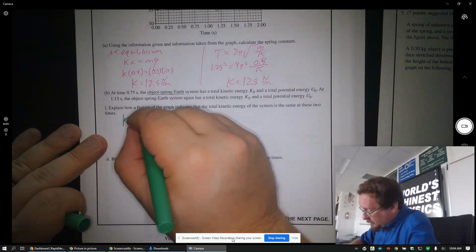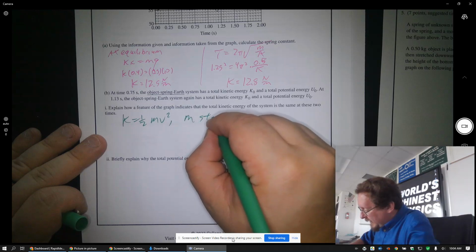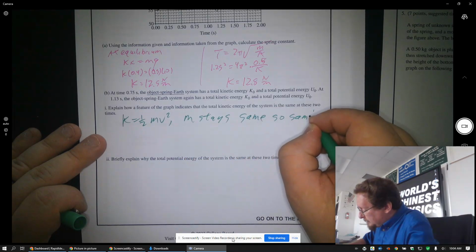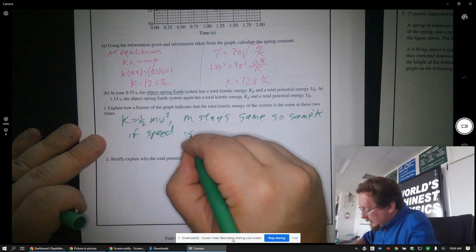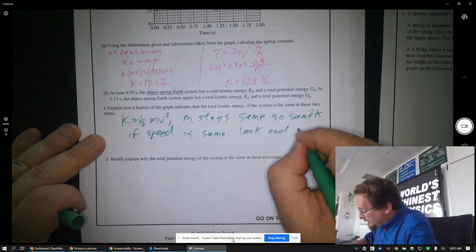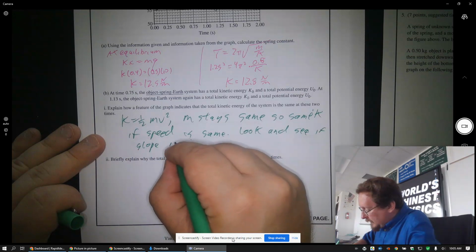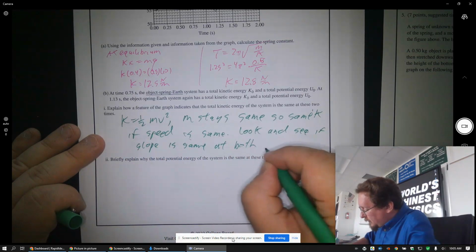I'm going to say kinetic energy equals 1/2 mv squared. The mass stays the same, so it's the same kinetic energy if the speed is the same. So we're going to look and see if the slope is the same at both points.